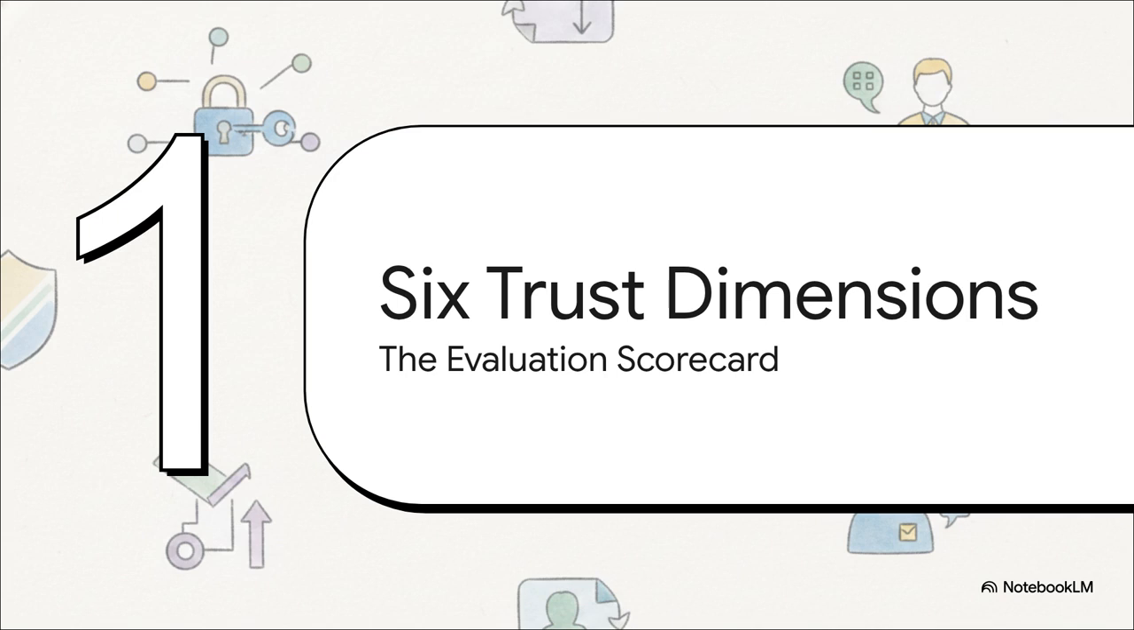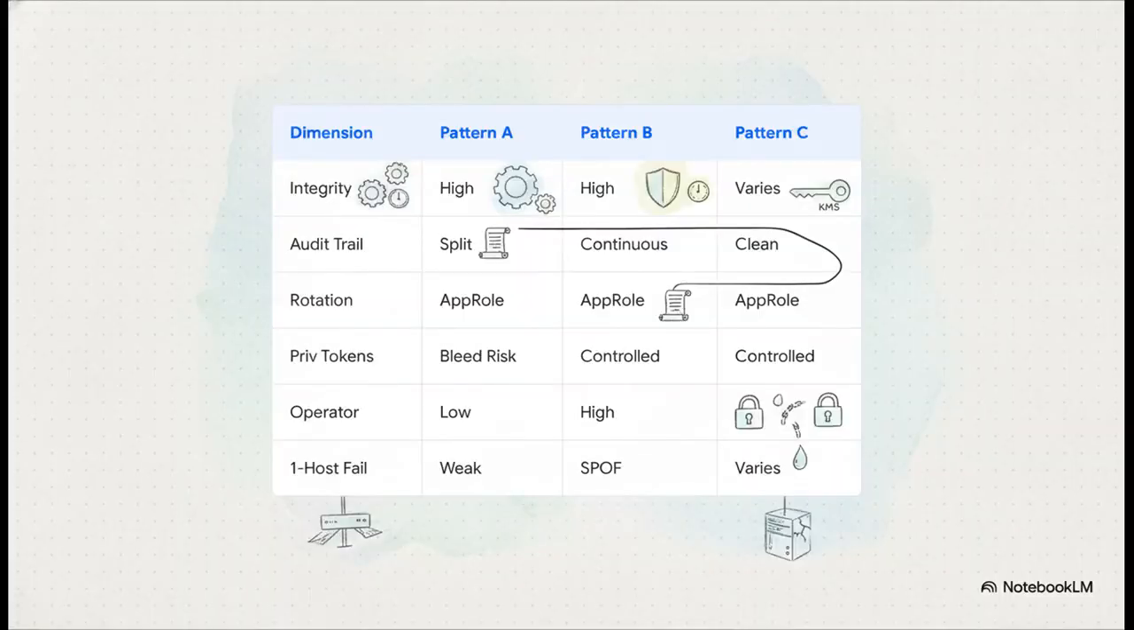Section 3. 6 dimensions of trust, the evaluation scorecard. Now, trust in Vault isn't just a simple binary concept. We evaluate trust across a rigorous scorecard of 6 distinct technical vectors.